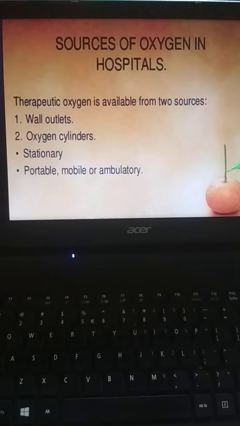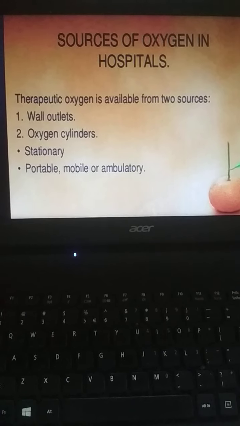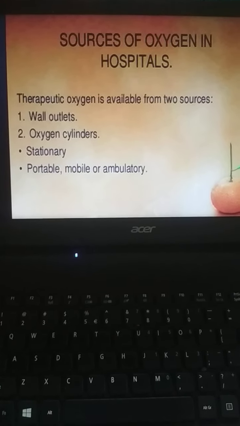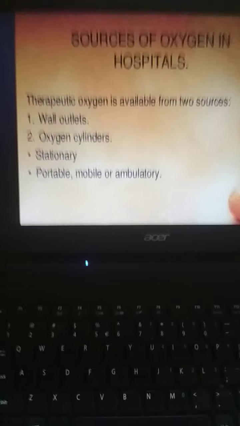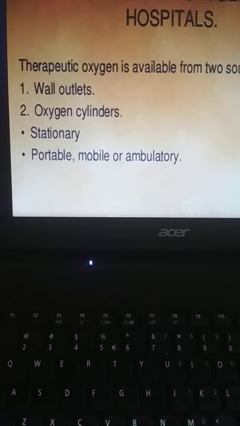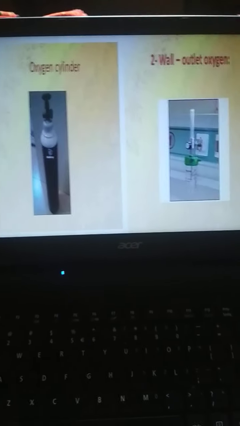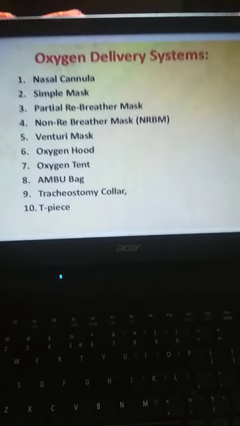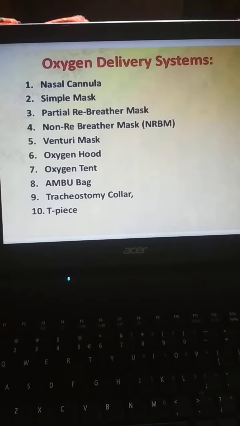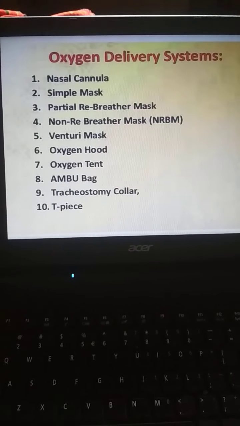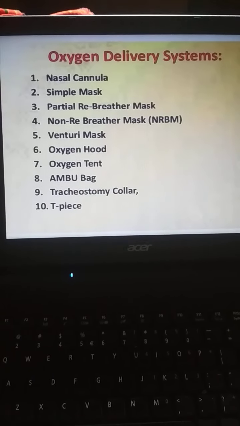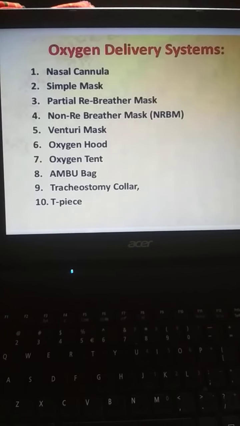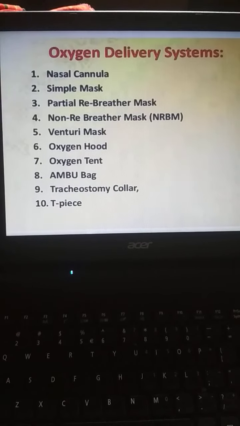Then sources of oxygen in hospital. The therapeutic oxygen is available from two sources, that is wall outlets and oxygen cylinders. Oxygen cylinders may be stationary or portable. Here we have the pictures of oxygen cylinder and wall outlet oxygen. Then oxygen delivery system. Number 1 is nasal cannula, simple mask, partial rebreather mask, non-rebreather mask, Venturi mask, oxygen hood, oxygen tent, ambu bag, tracheostomy collar, and T-piece.